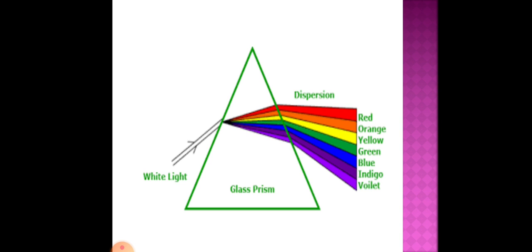Now let us understand this dispersion of light with the help of this diagram. On the left hand side you can see white light coming, and after refracting through this glass prism, you can see this band of colors. It is always in the sequence of VIBGYOR. This splitting of light is called dispersion, and this band of colors is your spectrum. I hope it is clear.